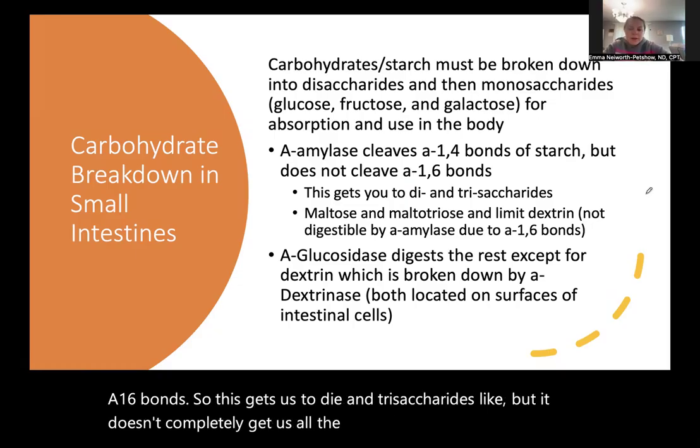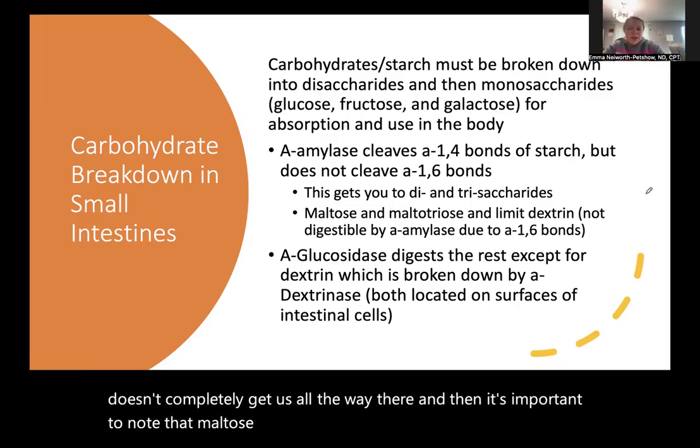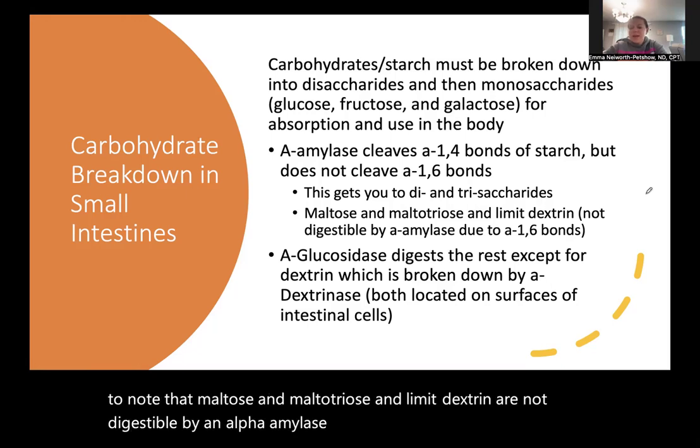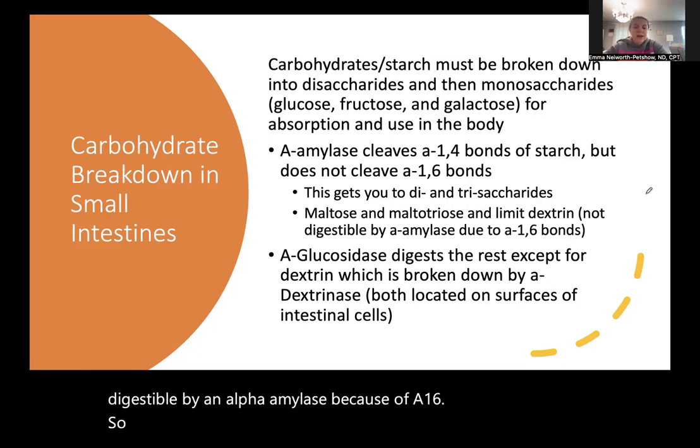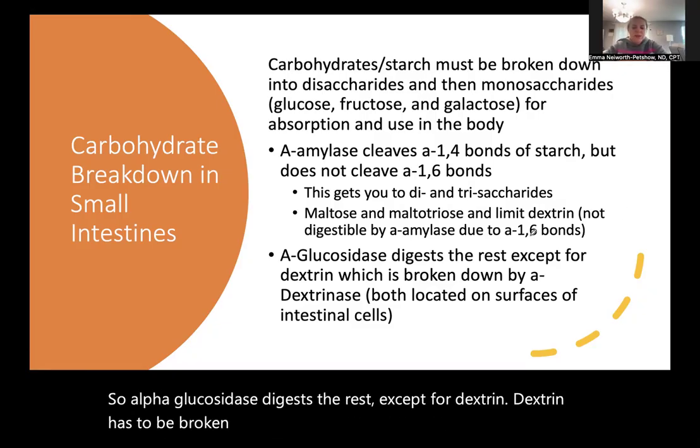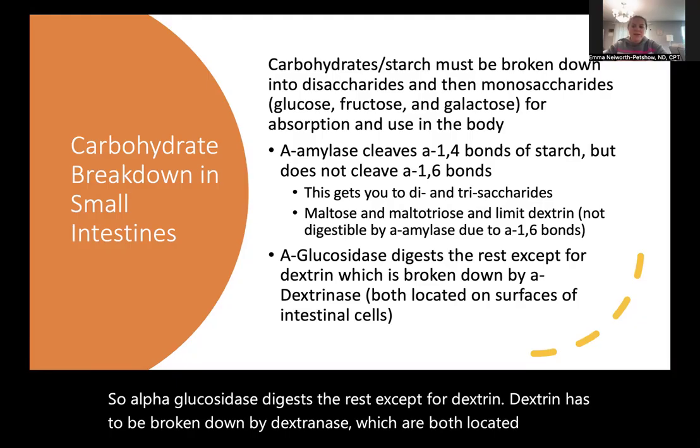And then it's important to note that maltose, maltotriose, and limit dextrin are not digestible by alpha amylase because of alpha 1,6 bonds. So alpha glucosidase digests the rest, except for dextrin. Dextrin has to be broken down by dextrinase, both of which are located on surfaces of intestinal cells.